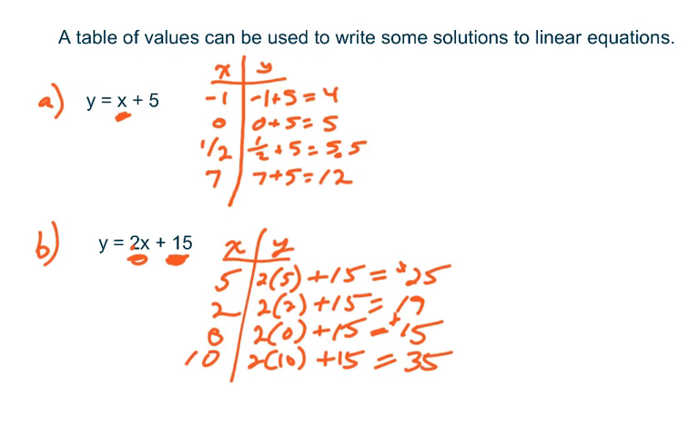$35. Now, the equation doesn't have to represent pizza. So let's say we plug in -1. Then 2 times -1 is -2 plus 15 is 13.